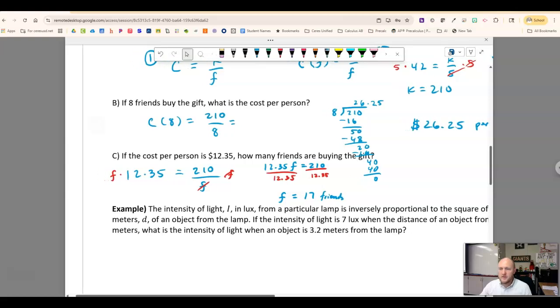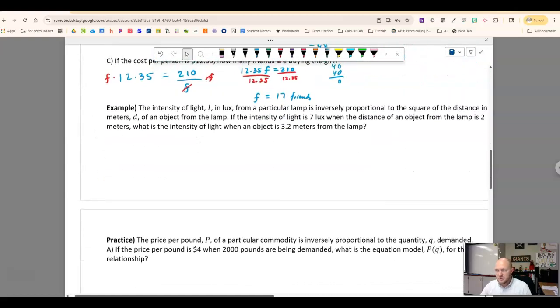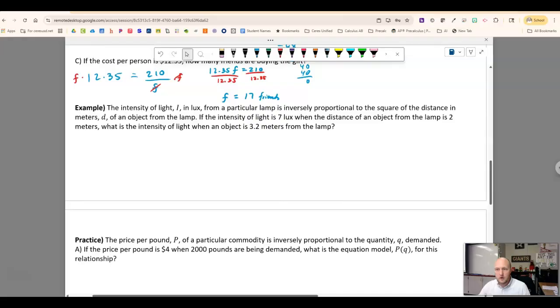All right, let's look at one that's not broken down for us, where they just give the whole question. Example, the intensity of light, I, in lux from a particular lamp is inversely proportional to the square of the distance in meters d of an object from the lamp. If the intensity of the light is 7 lux when the distance of an object from the lamp is 2 meters, what is the intensity of the light when the object is 3.2 meters from the lamp? Wow. So they gave a lot of information here.